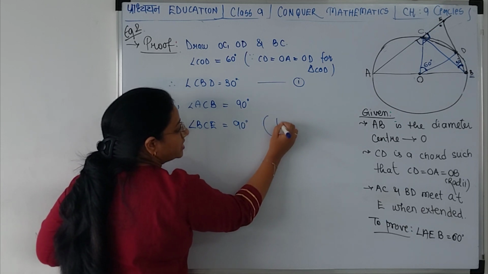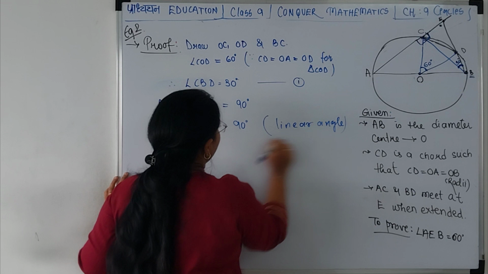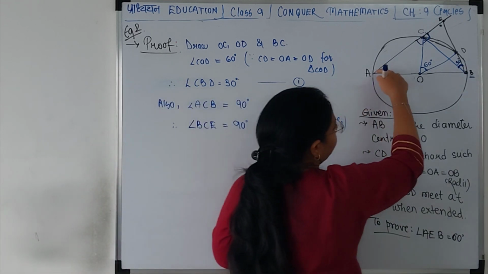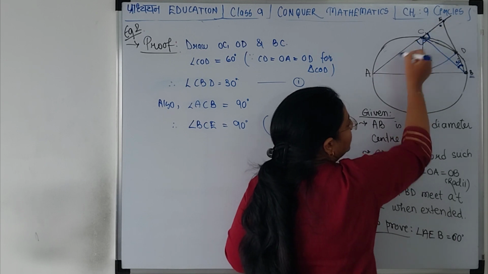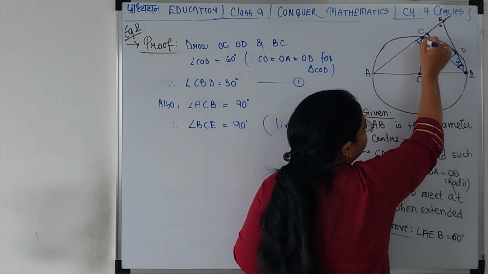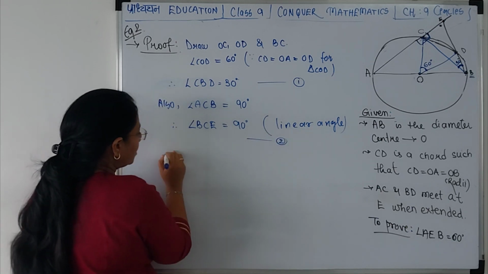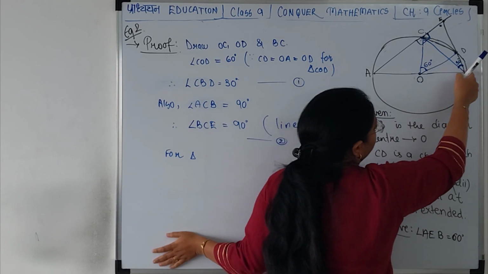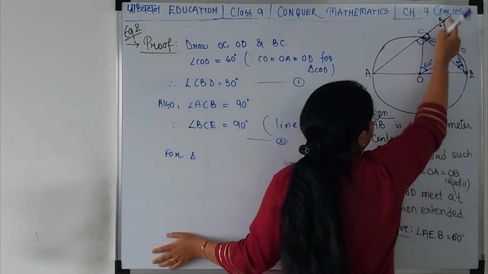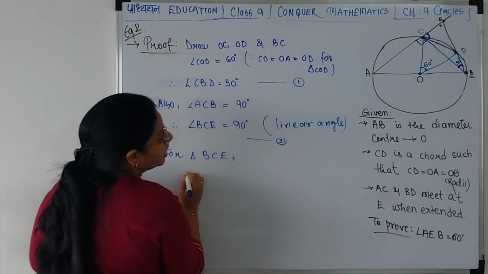Why? Because it is a linear pair with angle ACB. Is it a pair of linear angles on the line AE? Are you seeing it? Angle ACB and angle BCE. This is my equation number 2. Now for which triangle are we looking? We are looking for triangle BCE. For triangle BCE, what do we have?